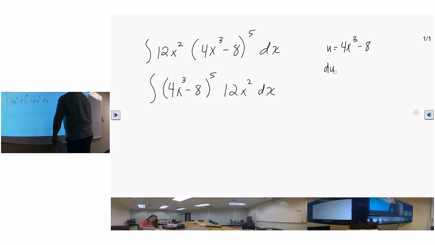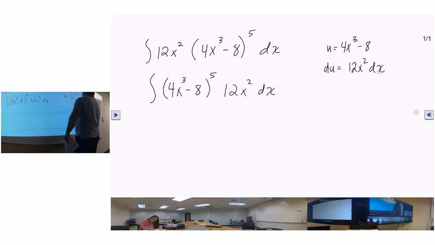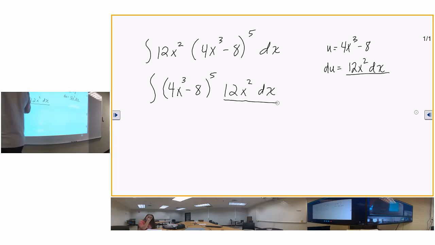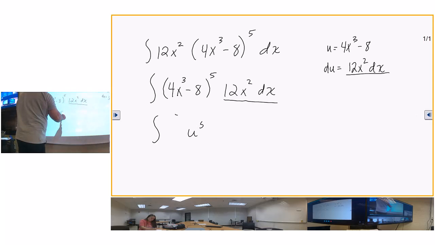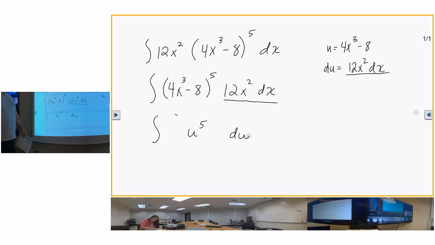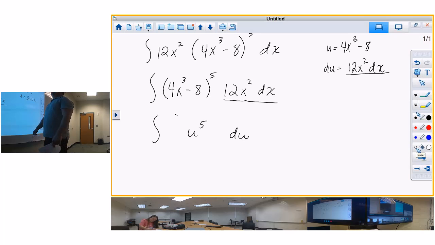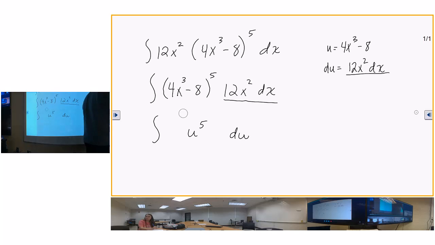du is equal to what? 12x squared dx. Do we have 12x squared dx? Yes. So basically, we have this integral in the form of u to the 5th du. So all we've got to do is the power rule. We don't have to add anything to this one. And yes, I will give you some that you don't have to add. I will give you some that you do have to add.